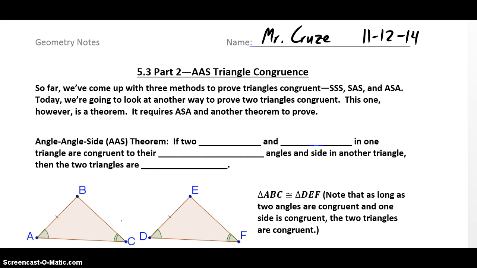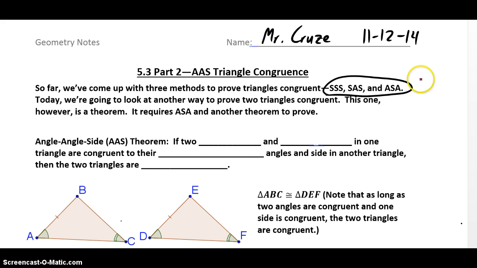So far, we now know 3 ways, and these are on the board. You now know 3 ways to prove triangles congruent. We started with side, side, side. Then we went on to say if we have 2 sides and the angle between them, side, angle, side, that works. And then yesterday we said if we have 2 angles and the side between them, then it is angle, side, angle.